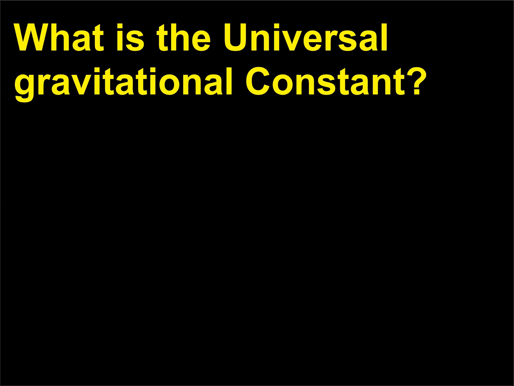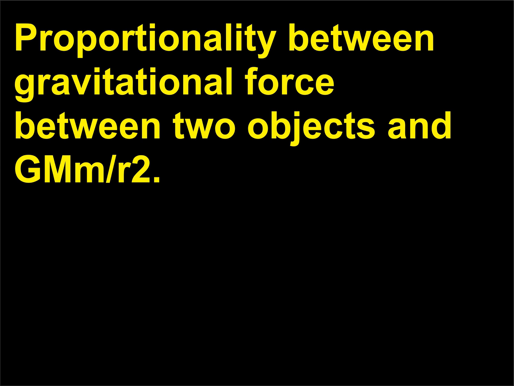What is the universal gravitational constant? Proportionality between gravitational force between two objects and Gmm/r squared.